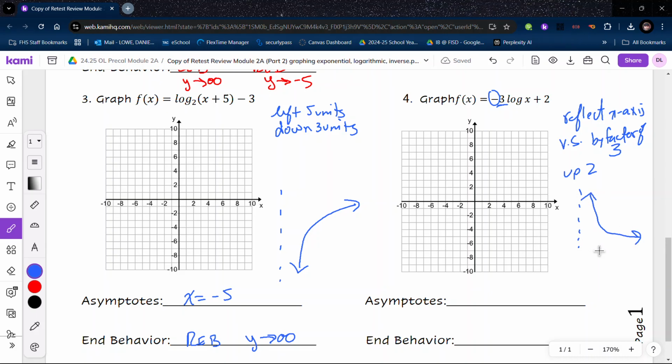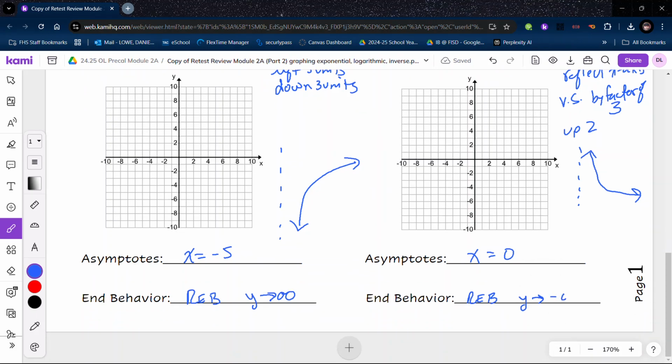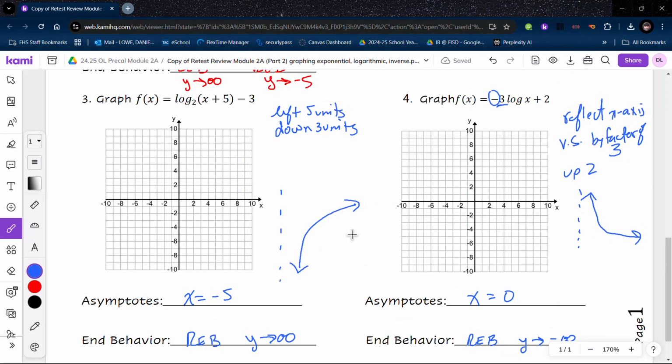I did not move to the left or the right, so my asymptote is still x equals 0. And my end behavior, once again, I only have a right end behavior, and I'm going to have y approaching -infinity. Right? So then I need to plot a few points for what my graph is going to look like. I know that I have my asymptote x equals 0 for this one. I know I have my asymptote x equals -5 for that one.